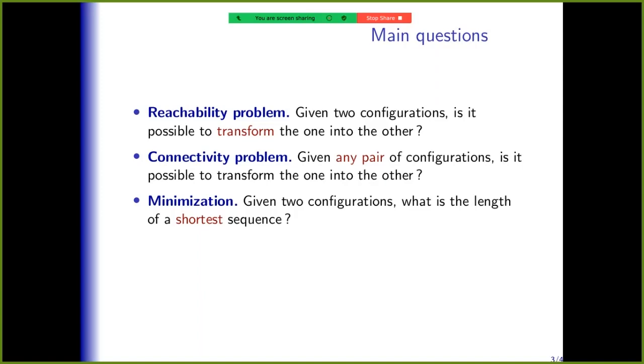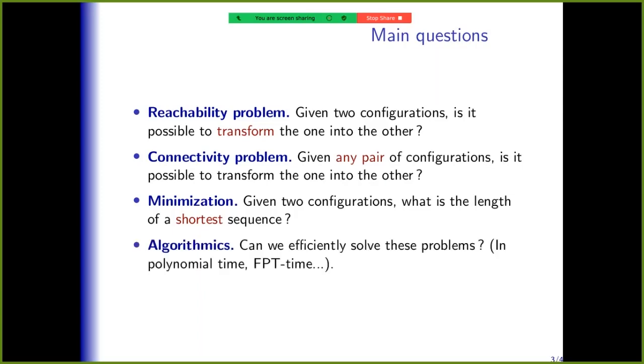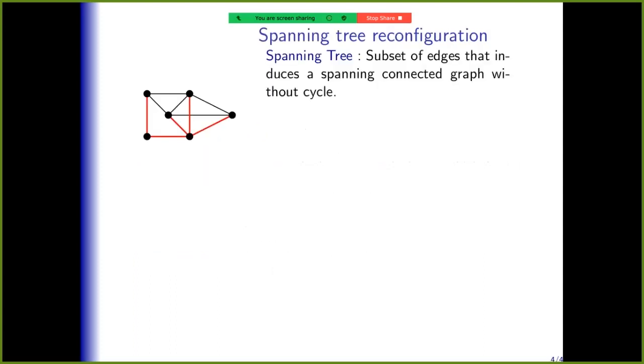And there is also the minimization question, where, given two configurations, we want to find the length of a shortest sequence. This is important, for instance, in applications to biology. And of course, all these questions have their algorithmic counterparts, where we want to solve this problem efficiently in polynomial time or FPT time, for instance, or want to prove some hardness on the problem to show that such algorithms do not exist. So in this paper, we focus on spanning tree reconfiguration.